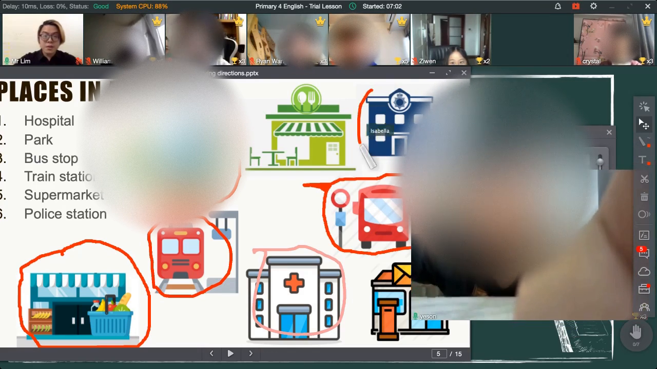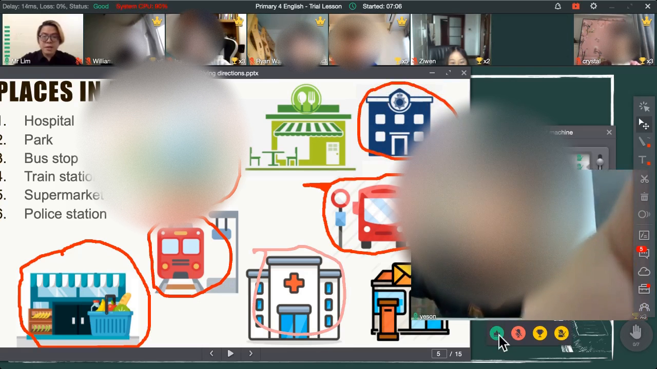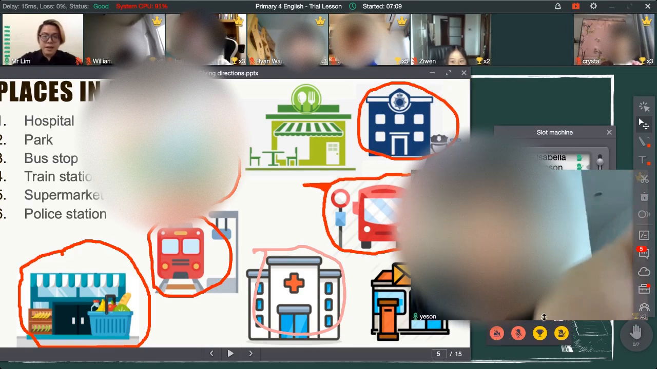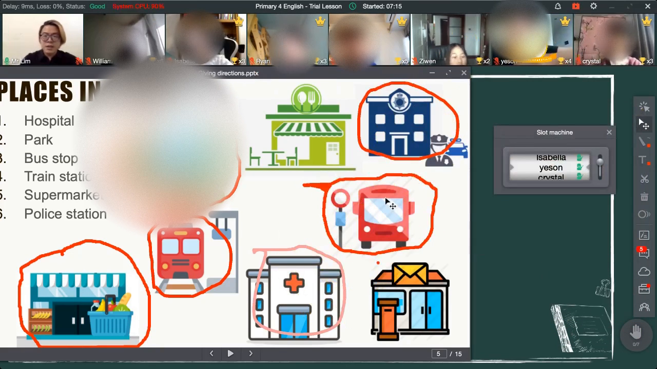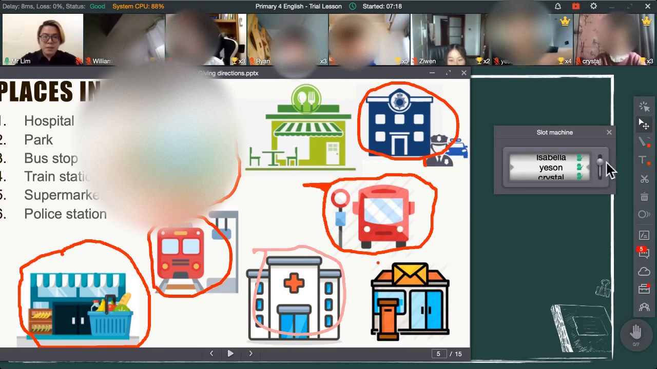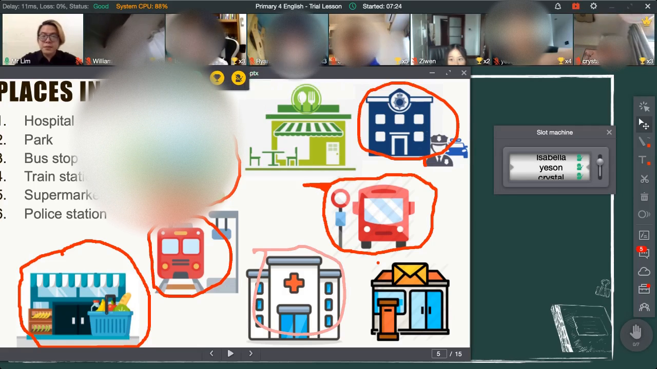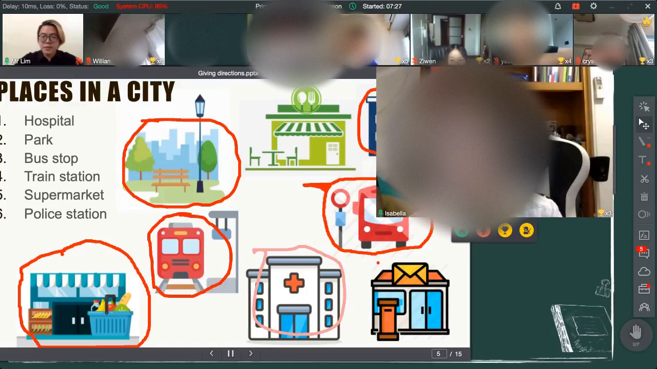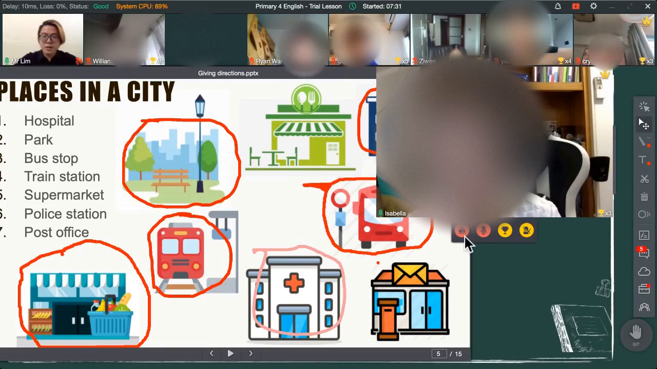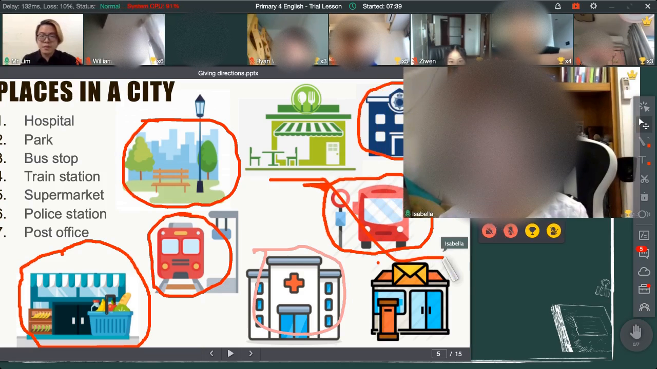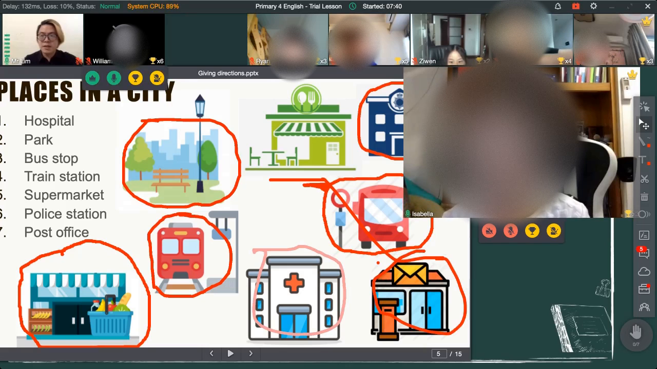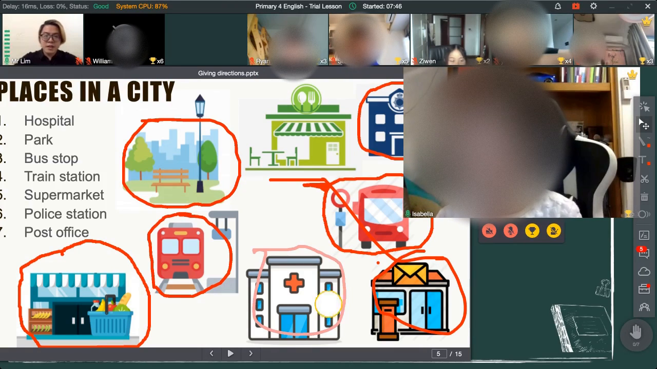I can't circle. All right. Oh, Isabella has helped you. Okay. So the last one, let's do the last one. Isabella, your turn now. Okay, the next one. Are you able to circle? Where's the post office? No. Nope. Okay. Oh, now you can. Okay, great. Let's move on to the next activity.